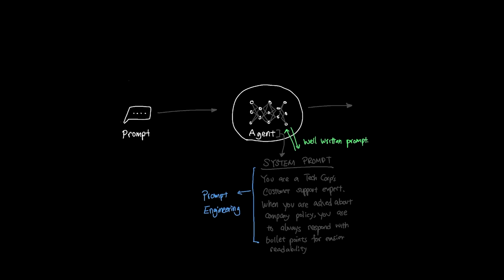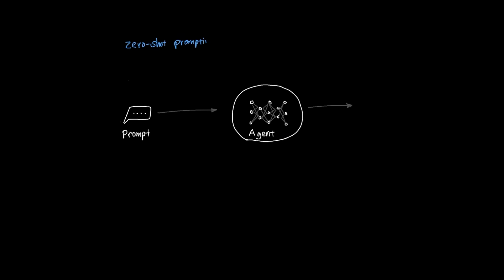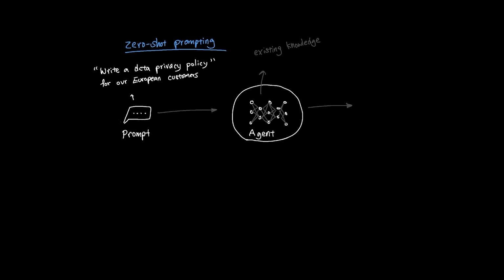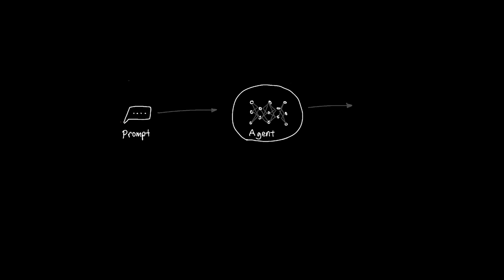There are different prompt techniques like zero-shot, one-shot, few-shot, and chain-of-thought prompting, each with its own use case for the task. For example, zero-shot prompting means that we are asking AI to perform a task without providing any examples. So if you send a prompt, "Write a data privacy policy for our European customers," you're essentially relying entirely on the AI's existing knowledge base to write the document, since within the prompt we're not giving any examples of what they are. One-shot and few-shot prompting are similar to zero-shot, but in this case, we're providing examples of how the agent should respond directly within the prompt.